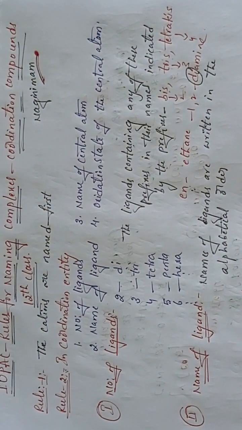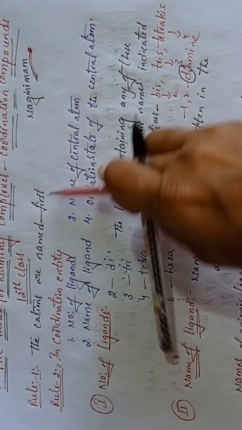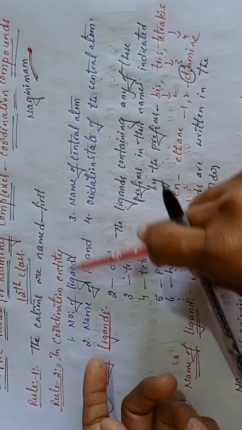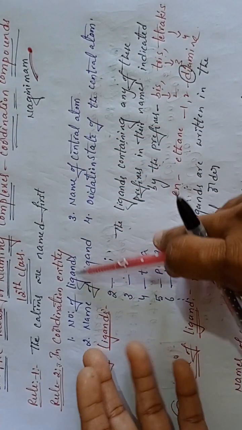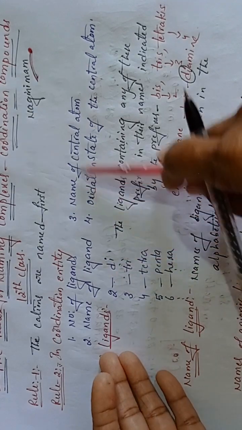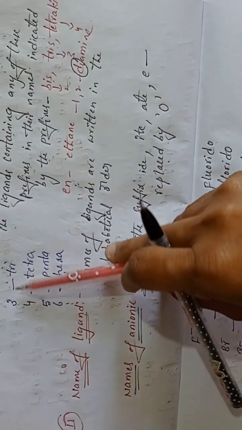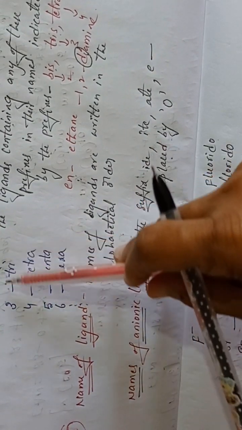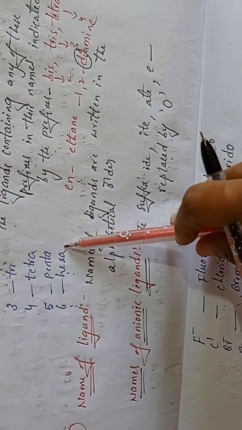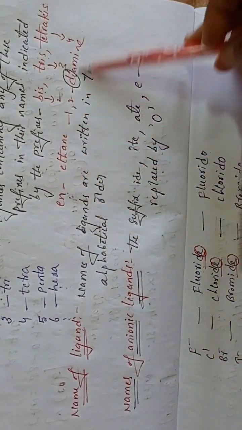See here what we discussed, students. First, cations are named first. Rule 2, in the coordination entity, four things you are writing: first the number of ligands, the name of the ligand, the name of the central atom, and the oxidation state of the central atom. In the number of ligands, 2, 3, 4, 5, 6 prefixes we have to add. If some ligands already have these prefixes in their names, then we follow other prefixes: bis, tris, tetrakis, etc.